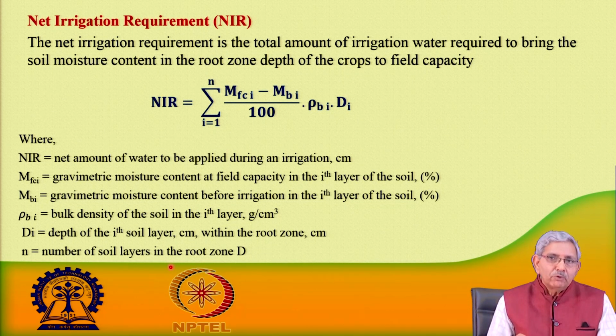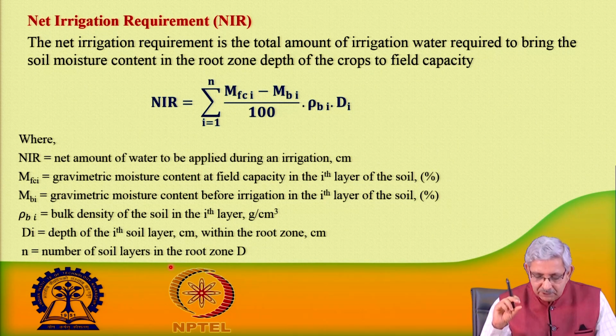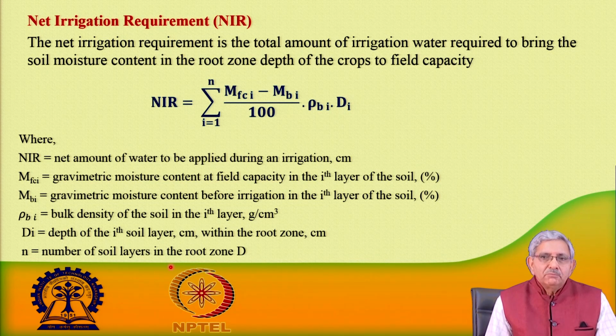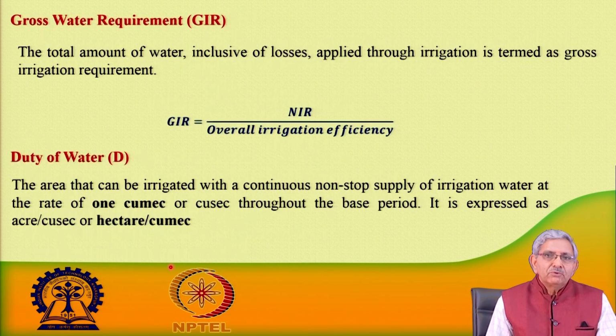Now, the total soil profile, soil layer, several samplings can be made. So, 4 layers, 3 layers, 5 layers, that depends. So, i refers to the number of soil layers, and then these values can be used to find out the net irrigation requirement. And then to get the gross irrigation requirement, after we have calculated the net irrigation requirement, we need to divide this value with the overall irrigation efficiency. This will give the gross irrigation requirement.